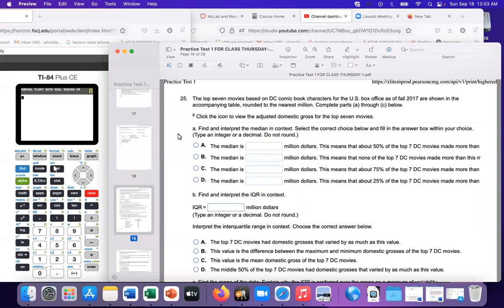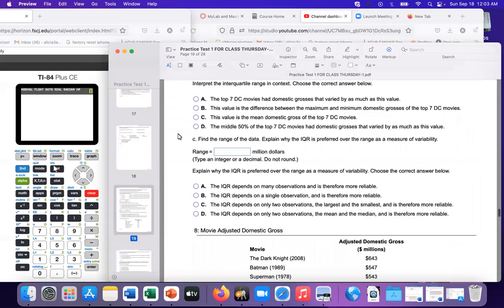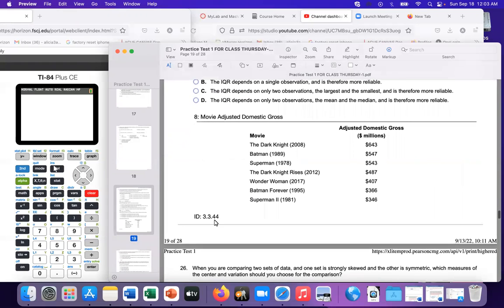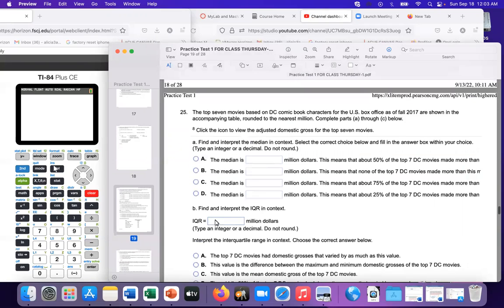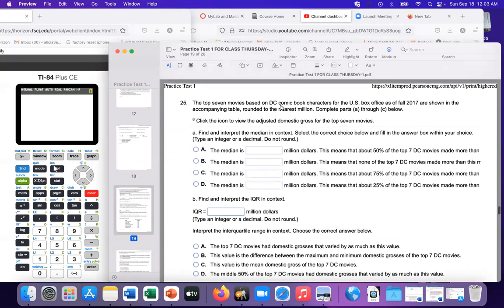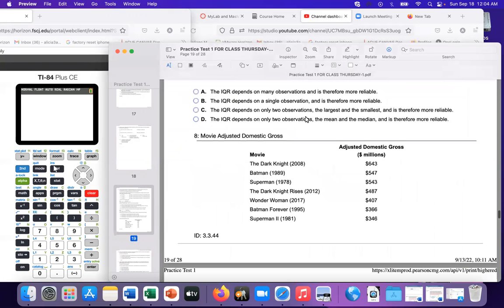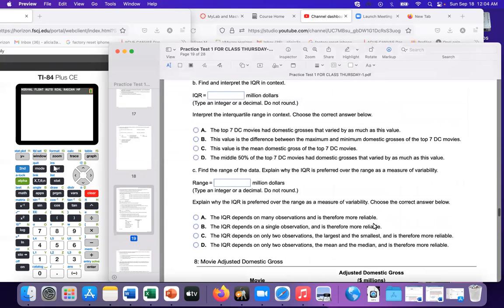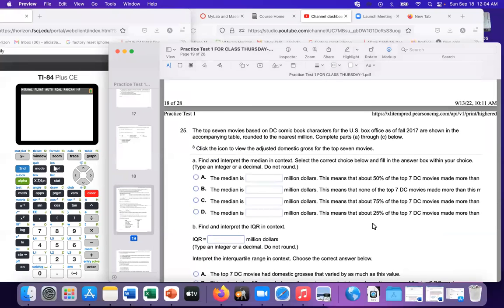All right, we're looking at number 25 from practice test 1. It is question identifier 3.3.44, so this is from section 3. The top 7 movies based on DC comic book characters for the US box office as of fall 2017 are shown in the accompanying table, rounded to the nearest million. So these are our numbers right here. Complete parts A through C below. All right, let's do it.